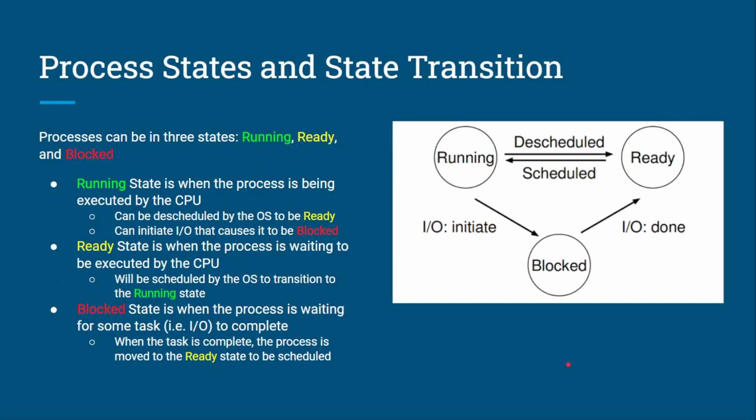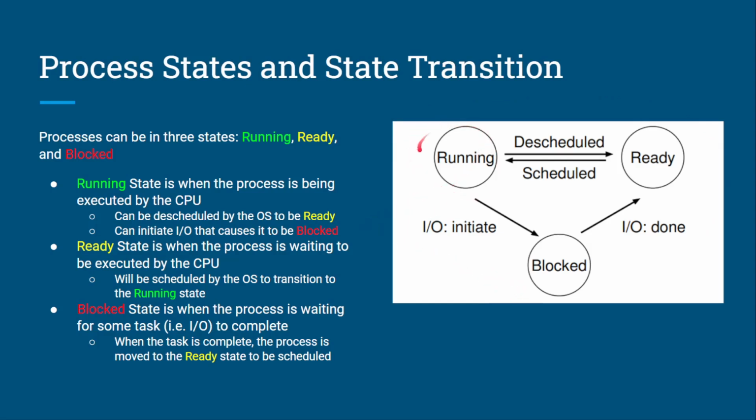Now, every process, when it is actually in memory, has 3 states. These states are running when it's actually on the CPU, ready when it's waiting for the CPU, and blocked when it's waiting for something other than the CPU. This is a diagram of how a process will transition from one state to another.